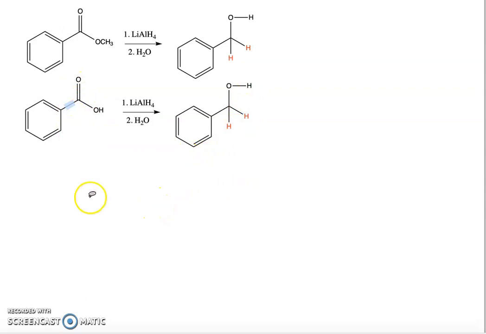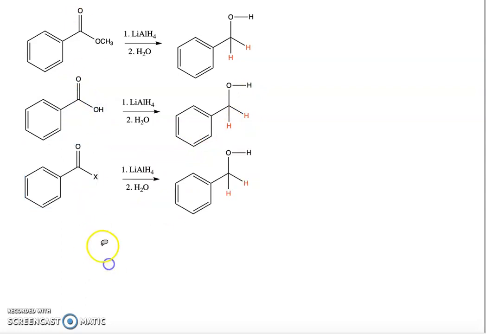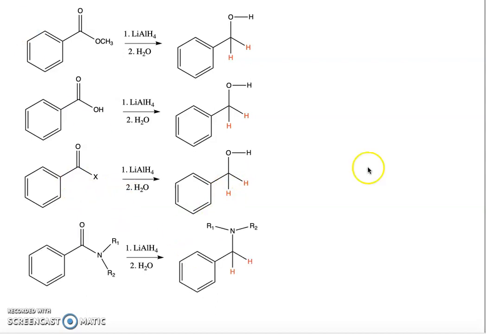You can also do this with an acid halide, where X is a halogen like chlorine or bromine. Again, you add 2 hydrides to the carbonyl, you end up with your alcohol. You can also do this reaction with an amide. But notice this time the product is the amine, not the alcohol. Now, all of these reactions proceed through essentially the same mechanism as we went through for the ester. The amine is a little bit different because the leaving group is the oxygen derivative, not the nitrogen. But the mechanisms are essentially the same. We add 2 hydrides to my carbonyl carbon.